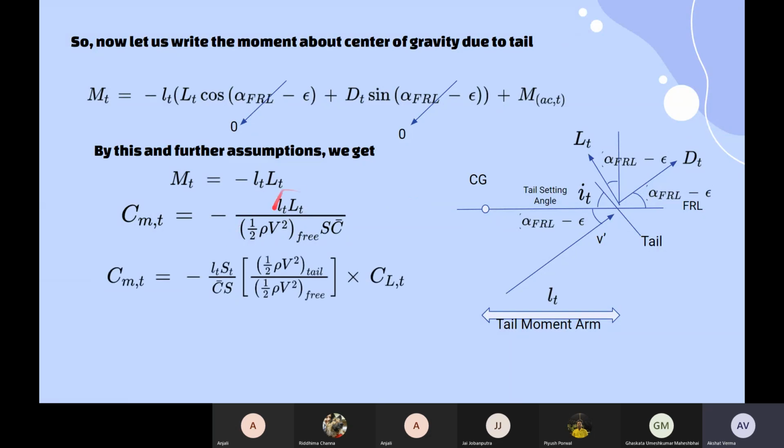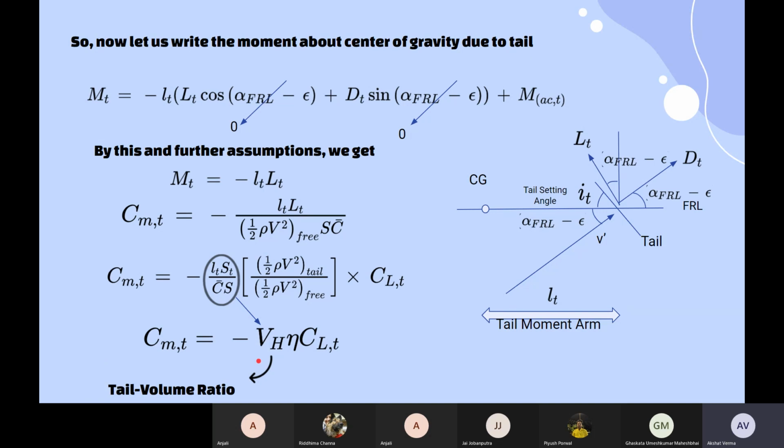So substituting this lift expression as well, you get this quantity, and these look so heavy, so we don't use them directly. We club them together into certain coefficients, and let's see how those coefficients are clubbed together. This particular term, that is LT ST upon C bar S, that is the tail moment arm, area of tail, and the area of wing and mean aerodynamic chord, this whole term comes into this coefficient called VH, which is also known as the tail volume ratio.